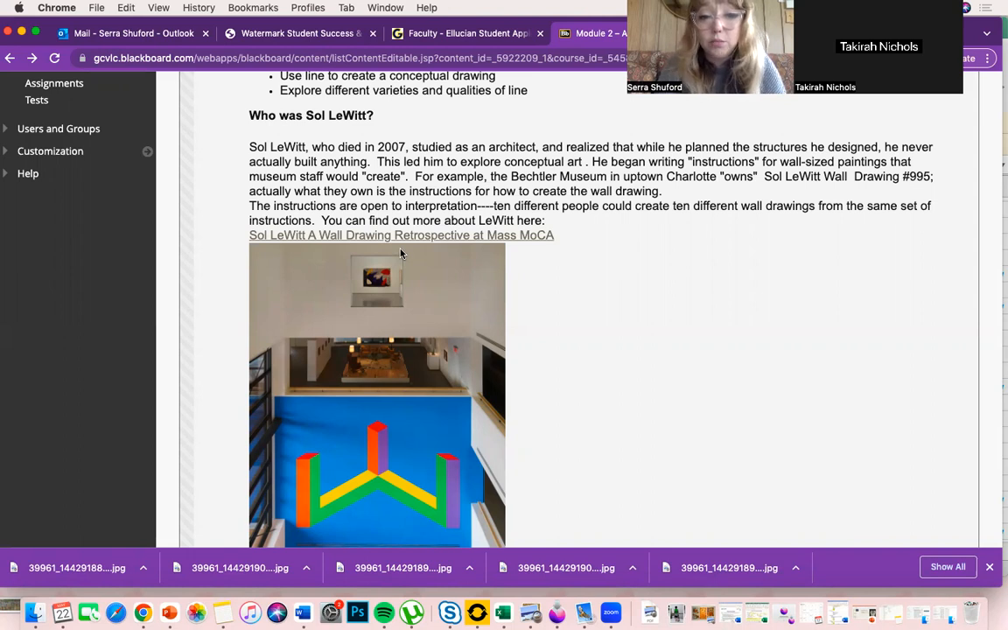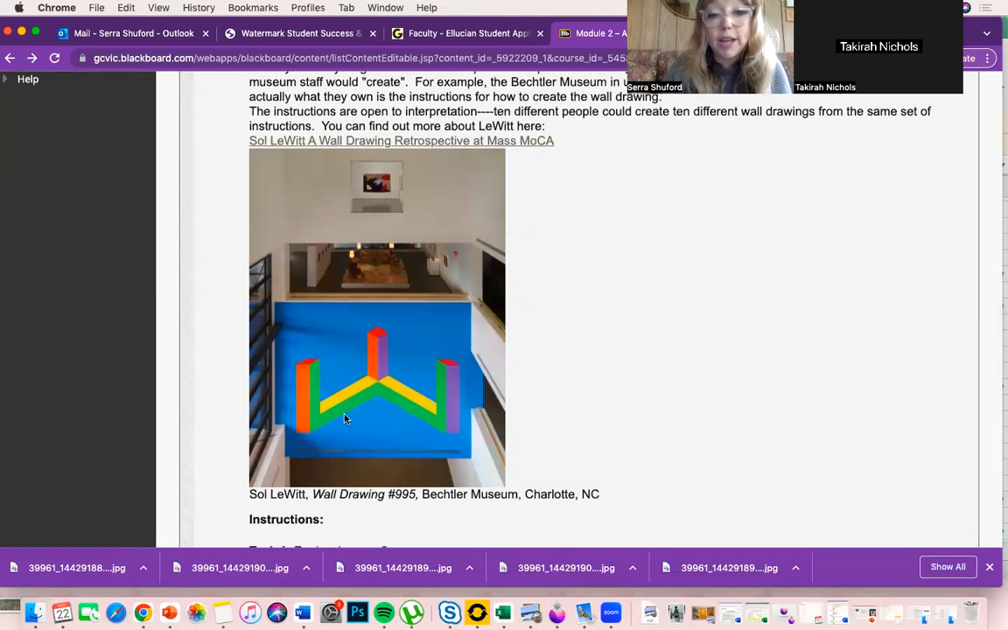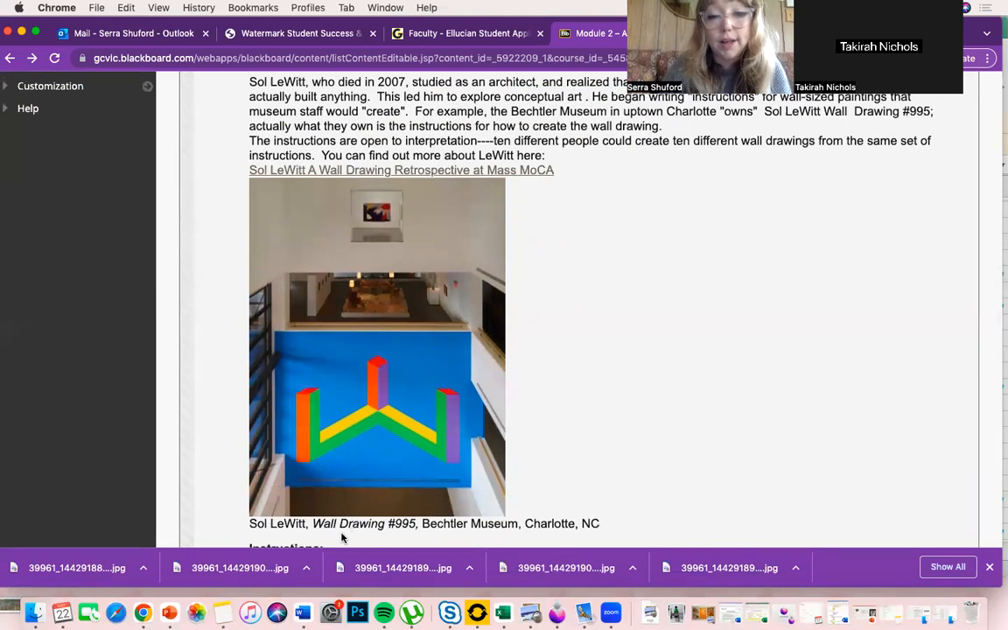So it's kind of interesting. It's kind of like a little fun game because you never really know how these artworks are going to turn out just based on the directions. I've got a few different ones here that you can look at, and this one right here is one of those from the Beckler Museum in Charlotte. It's just wall drawing number 995.